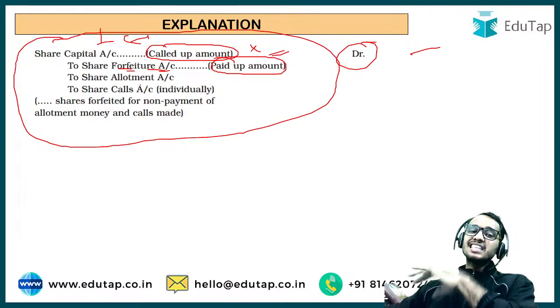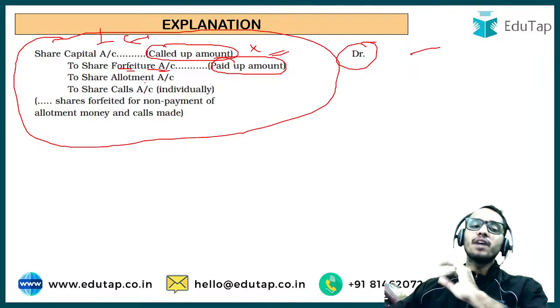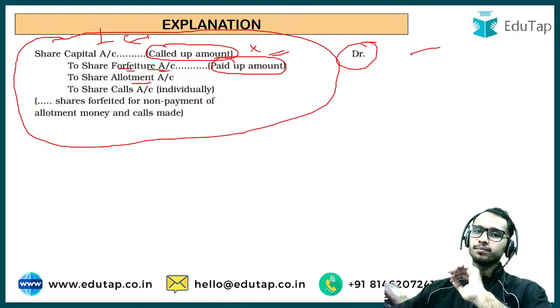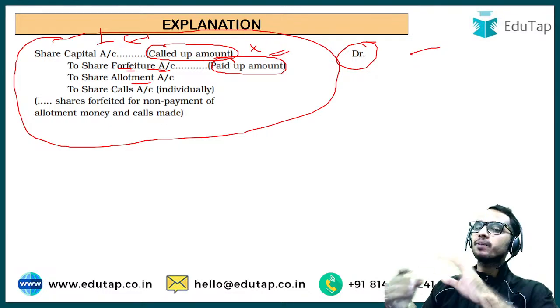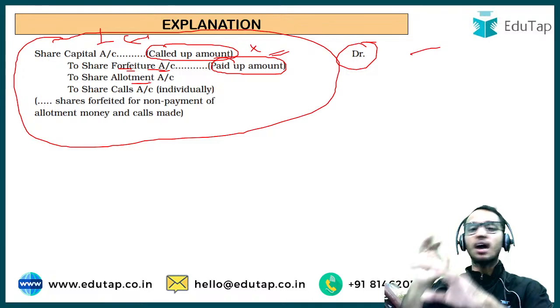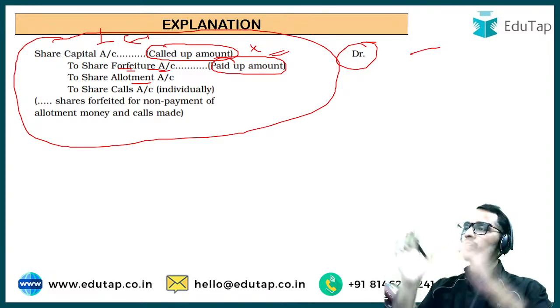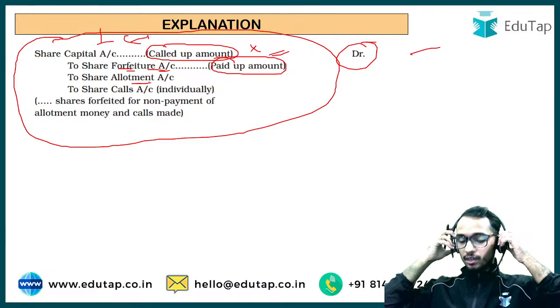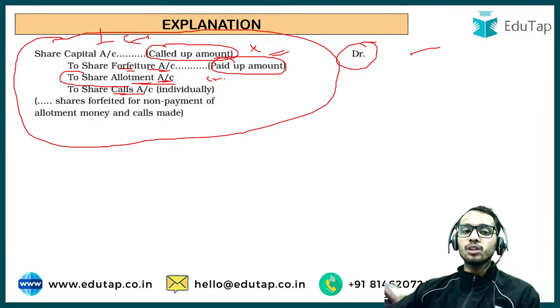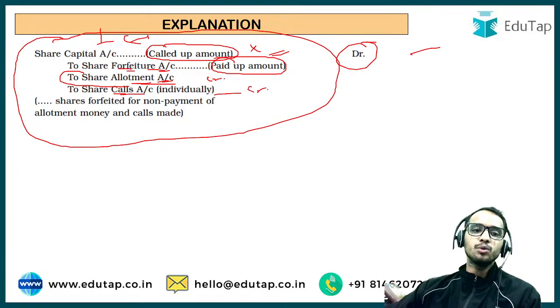Now, what else are you going to credit? Suppose you haven't got the money on allotment. Suppose you have called the allotment money, but they haven't paid it, and therefore you have cancelled the shares. So this unpaid allotment money will be credited by creating the share allotment account credit. And if they haven't paid the calls account, obviously this also you are going to credit.